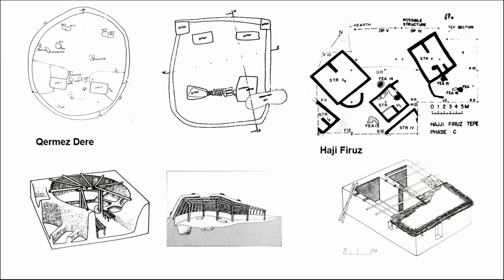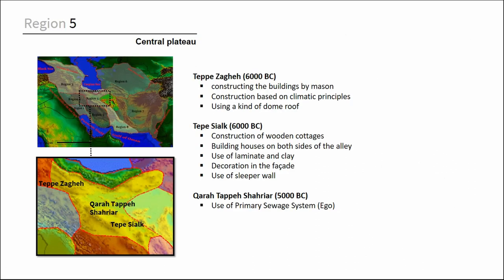Here we could see the process of transforming houses from a circular space to rectangular with curved corners, and next we have rectangular houses. In the Central Plateau, we have five important sites: Tepezare, constructing buildings by masons. Construction based on climate principles, the direction of the houses, near 8,000 years ago, arranged according to the climate and sunset, using a kind of dome roof for the first time.